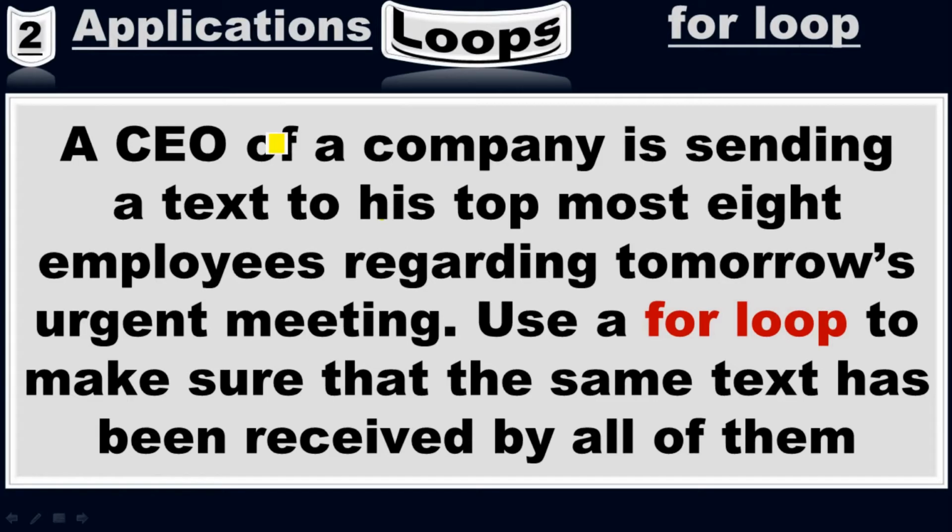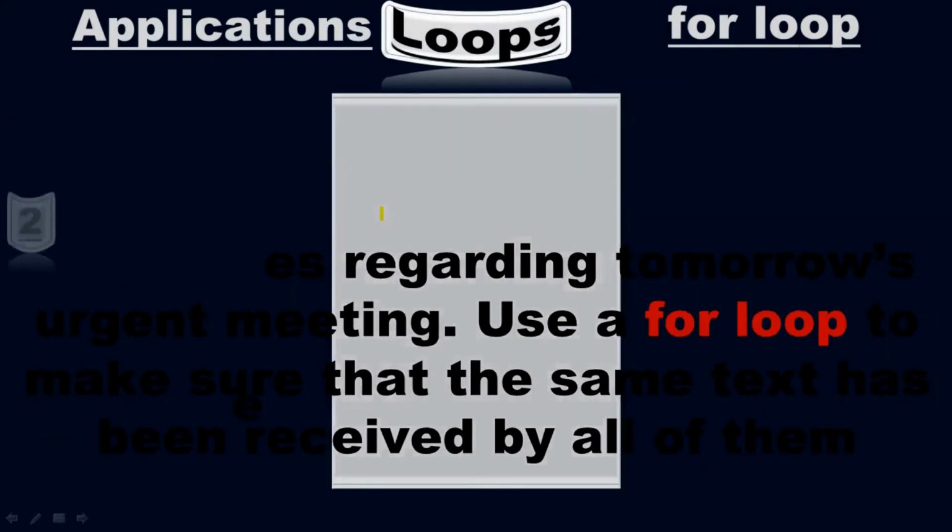Again, it is a simple daily life problem that we have. We will use a for loop here. A CEO of a company wants to send the same text to his topmost employees regarding tomorrow's urgent meeting. How can we do that? A for loop will do the job here. By using the for loop, the same text will be sent to all of the 8 employees from the CEO. So let's go for the solution here.